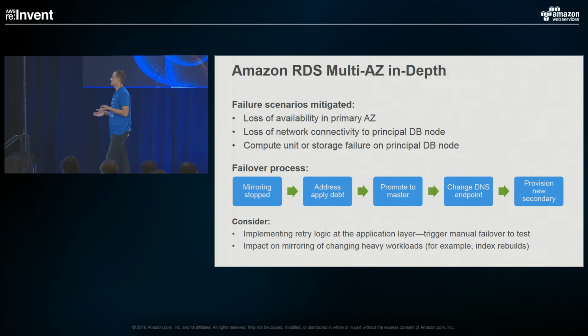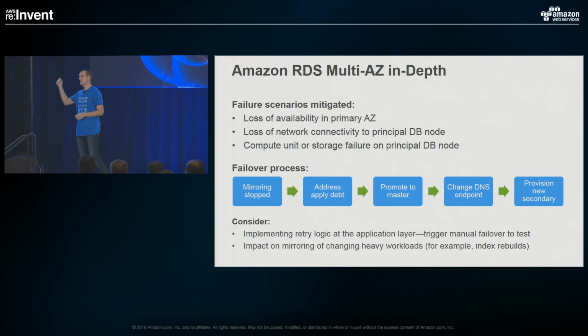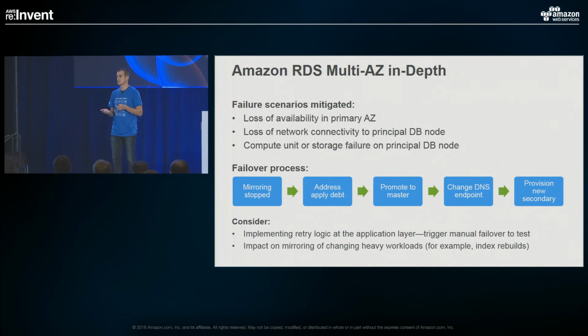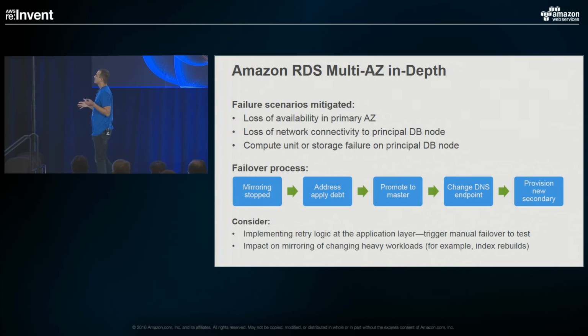And you should test the ability of your application to fail over by triggering a manual failover. That's an option that you can do through the console or our APIs. It will essentially trigger a failover, and you can use that to test your applications and make sure they can actually tolerate it. This is really, really important.